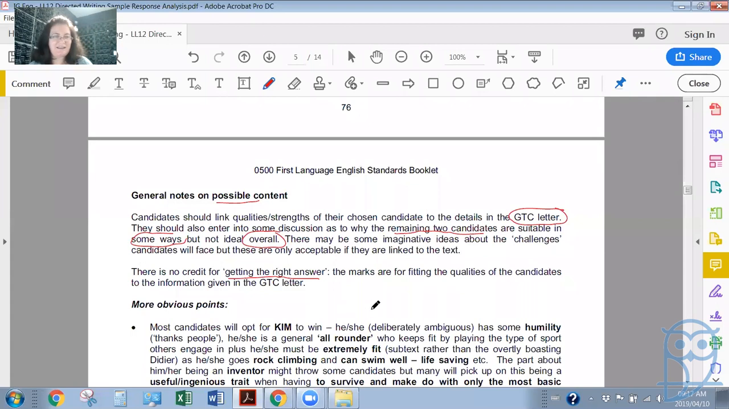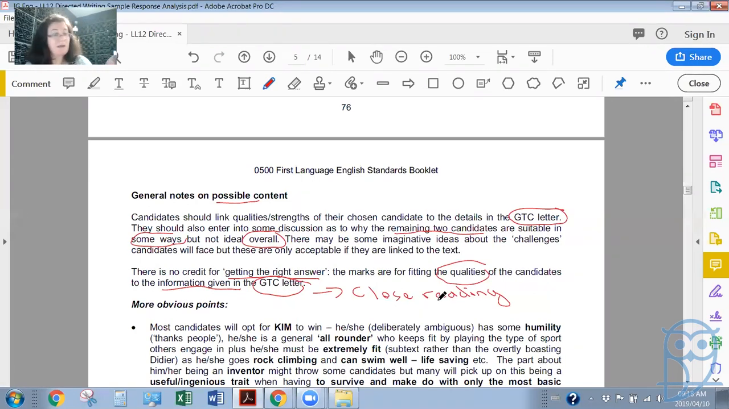There is no credit for getting the right answer. Now, isn't that interesting? We all went for Kim, most of us, but there's no credit in getting Kim right. That is not what they want you to do. They don't want you to necessarily choose the best candidate. The marks are for fitting the qualities of the candidates to the information given in the GTC letter. In other words, they are testing your close reading skills, your attention to detail.